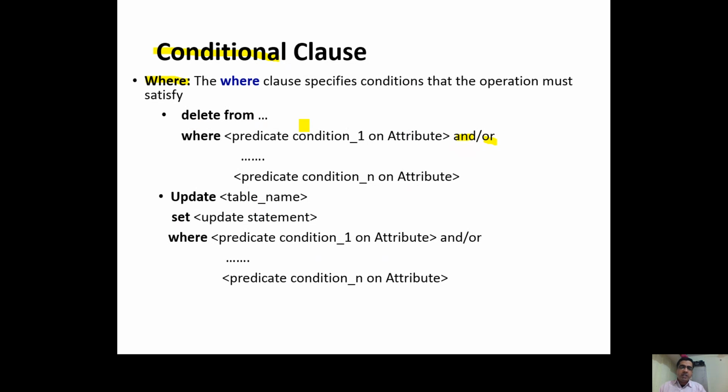So, delete from the table name where predicate condition 1 on the attribute and predicate condition 2 on the attribute, like this, right? Similarly, if you want to update some specific records from the table, then you can use the where clause, which is associated with update and set, and again a similar pattern: predicate condition 1 on the attribute, and you can use and or or accordingly. So let us see it practically.